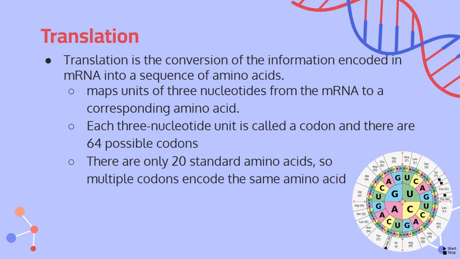Each three-nucleotide unit is called a codon. And there are 64 possible codons, and there are only 20 possible amino acids. So multiple codons encode for the same amino acid. So we get a redundancy, which helps reduce errors.